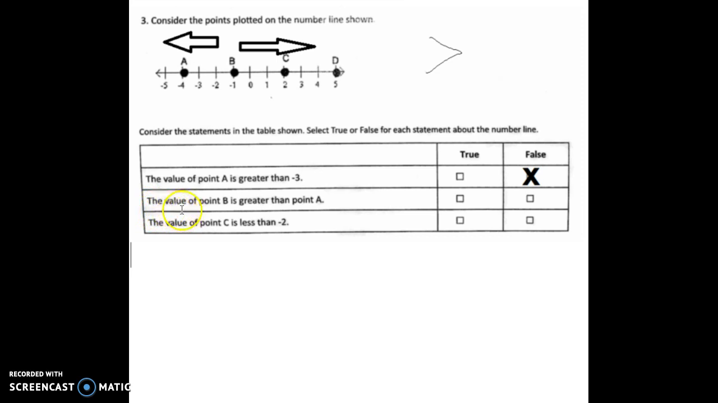All right, question number 2. The value of point B is greater than point A. Is B to the right of A? Absolutely. So it is greater than point A, right? That's all we got to think about. Which one's to the right?